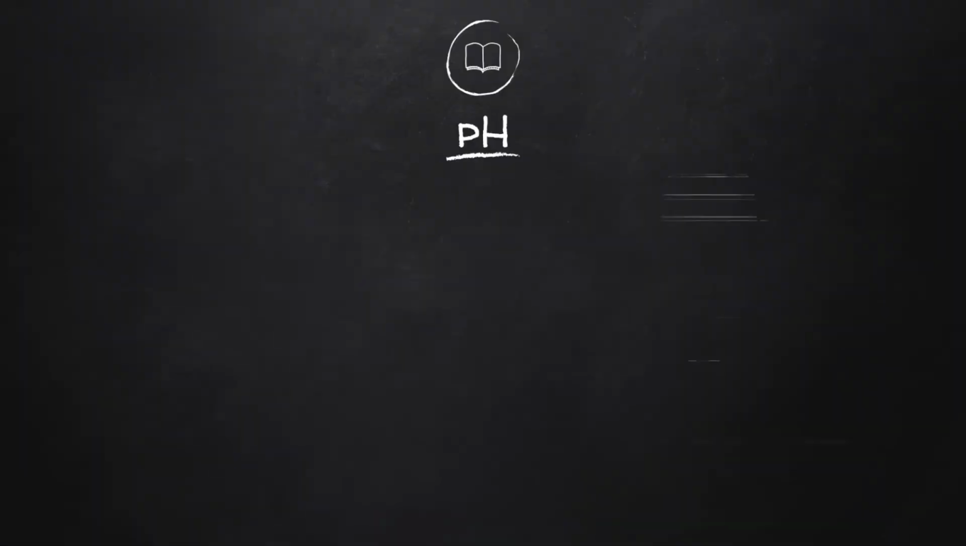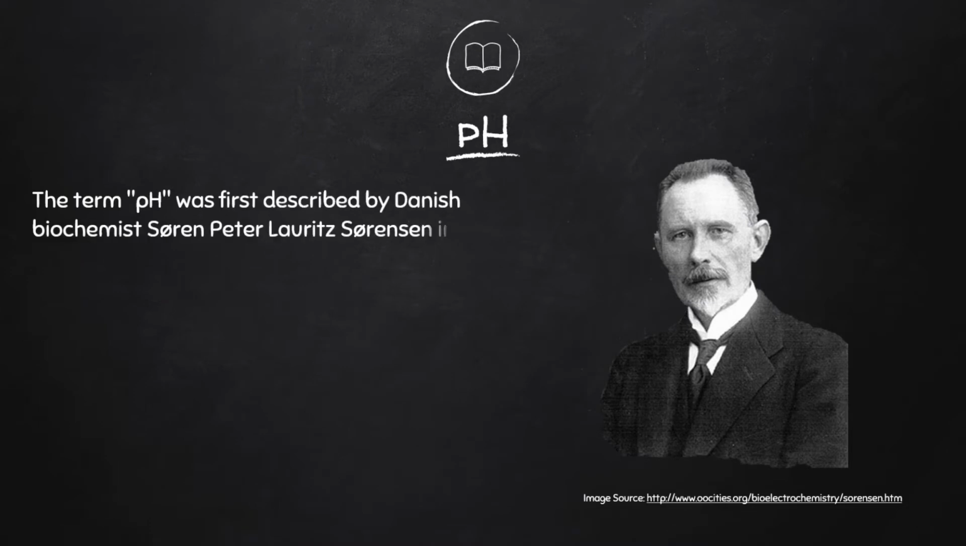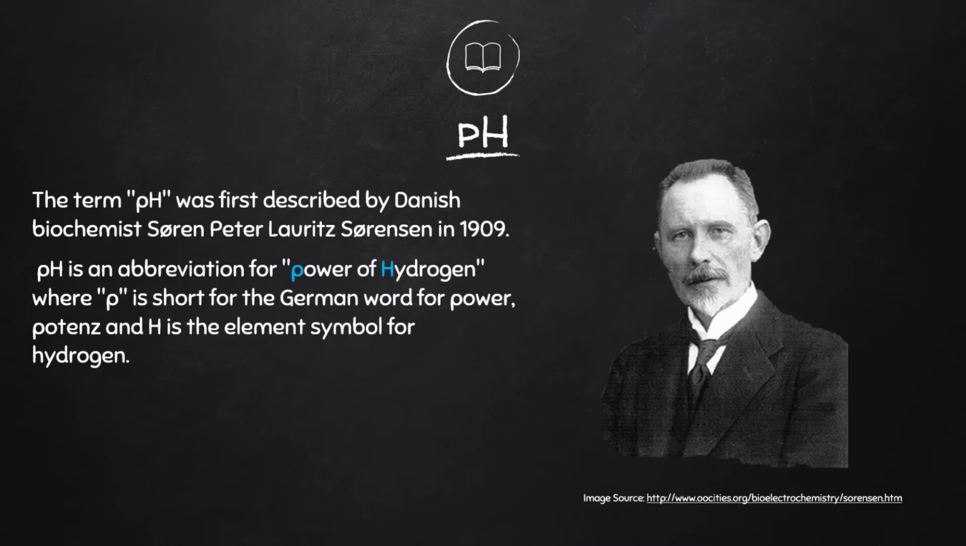The term pH was first coined by the Danish biochemist Søren Peter Lauritz Sørensen in 1909. pH is an abbreviation for power of hydrogen, where P is short for the German word for power, potens, and H is the element symbol for hydrogen.